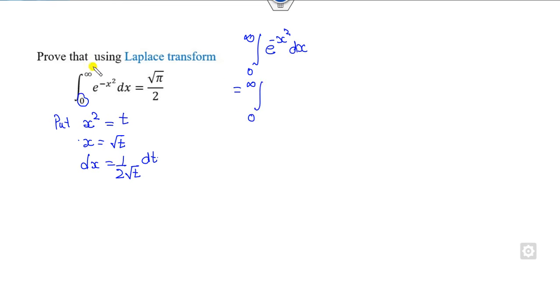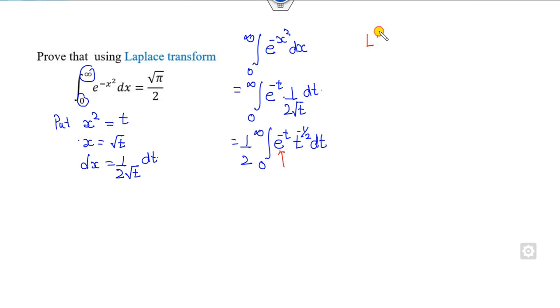Because the limits are 0 to infinity, I can think about the Laplace transformation. So e to the power minus t, times dt over 2 root t. I can take half outside: the integral from 0 to infinity of e to the power minus t times t to the power minus half, dt. Because the exponential term is present, you can find the Laplace of this. What is the Laplace of this? Gamma of minus half plus 1 over s to the power half, so gamma of half divided by root s. Gamma of half is root pi, divided by root s.